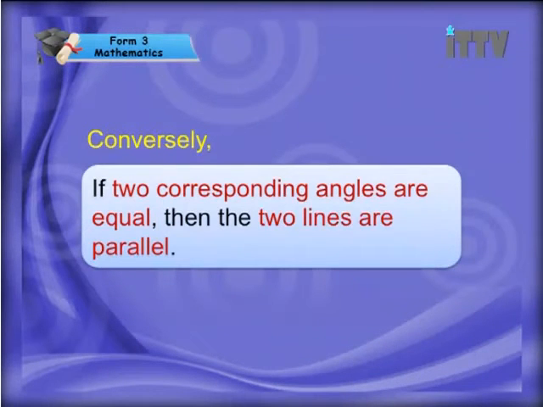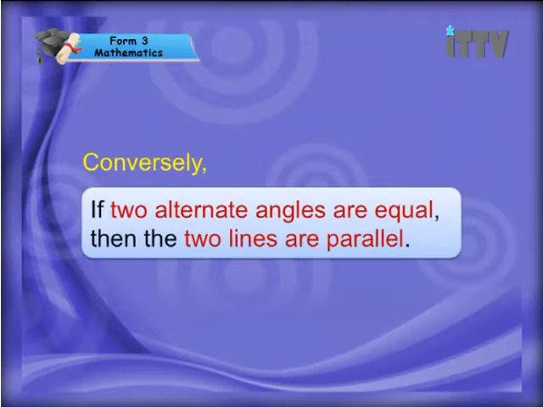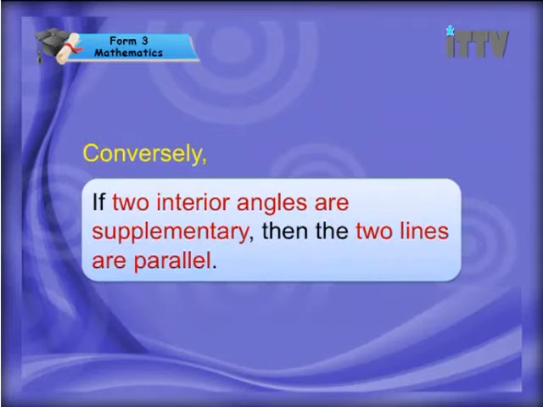If two corresponding angles are equal, then the two lines are parallel. Conversely, if two alternate angles are equal, then the two lines are parallel. If two interior angles are supplementary, then the two lines are parallel.